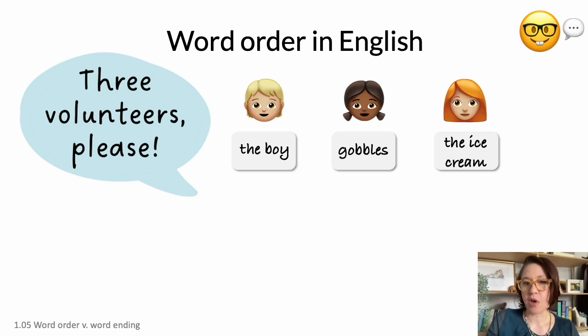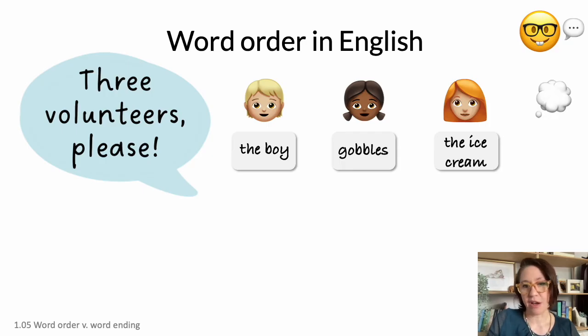Then get them to hold their boards up in this order and ask someone from the class to read out the sentence. Then get the class to shut their eyes and imagine the scene that they can see in their mind's eye when they hear or read the sentence, "The boy gobbles the ice cream." Then ask the class to open their eyes and get 1 or 2 students to describe what they imagined.